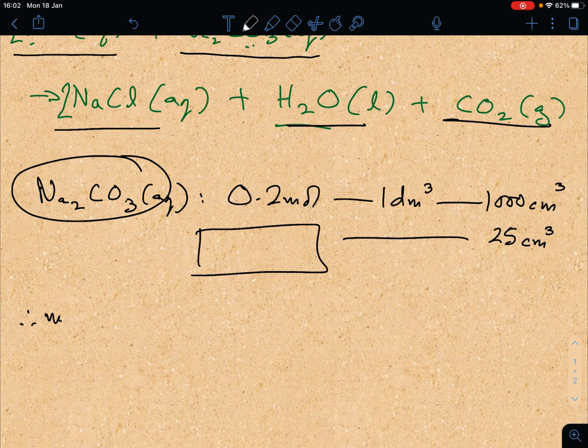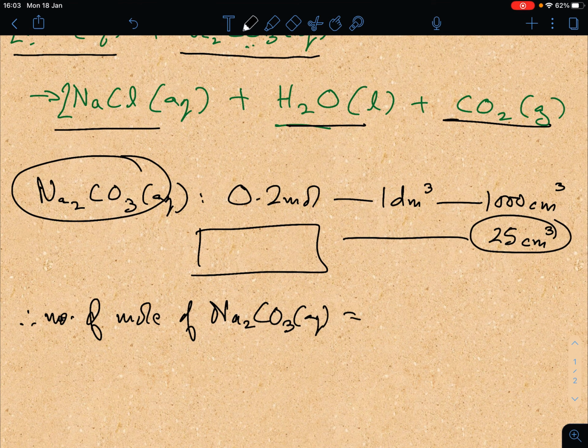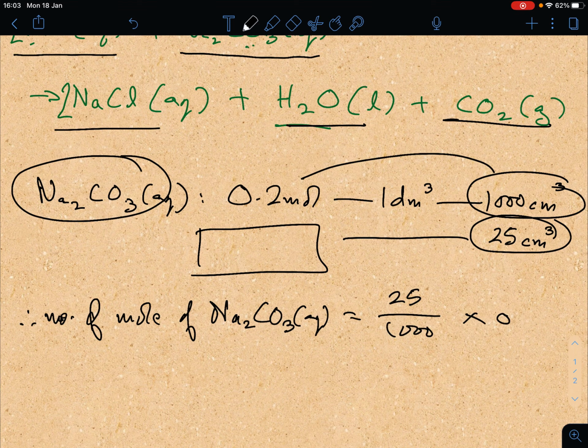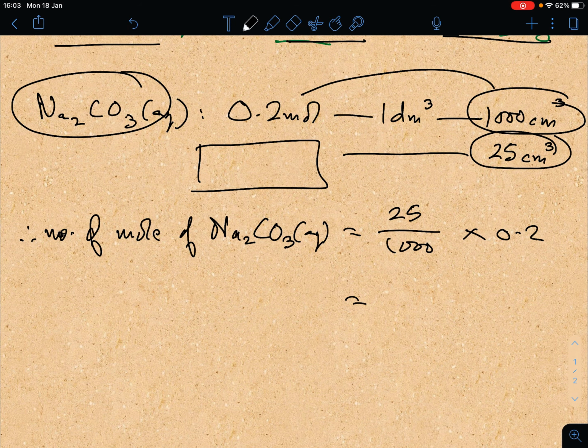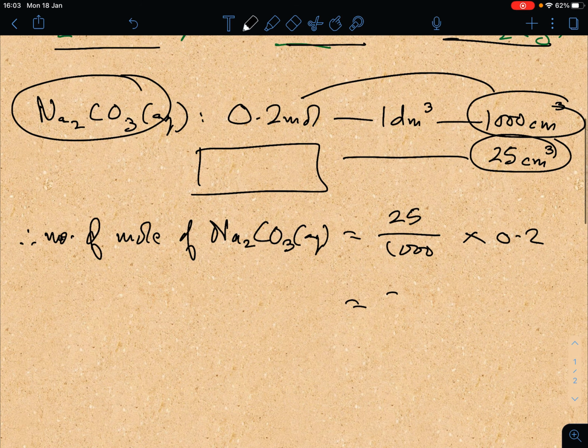Therefore, number of mole of sodium carbonate, Na2CO3 aqueous, will be equal to 25 divided by 1000 multiplied by 0.2. So you realize that if you use this method, you don't have to use any formula. That will give you 5 times 10 to the power of negative 3 mole. That will be the number of mole of sodium carbonate.